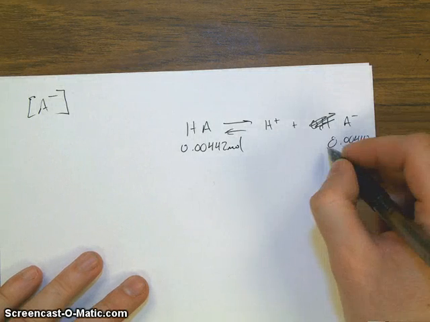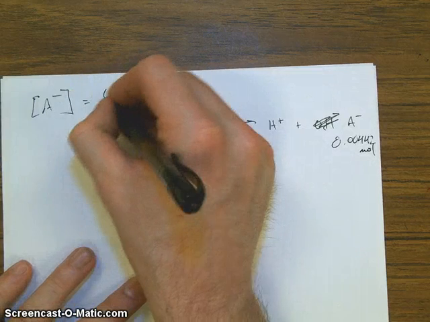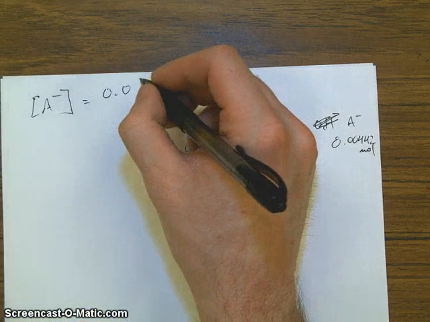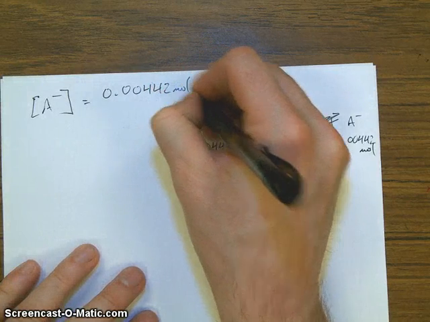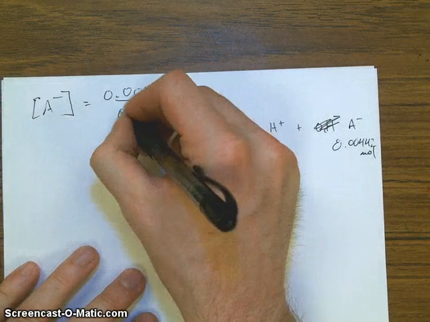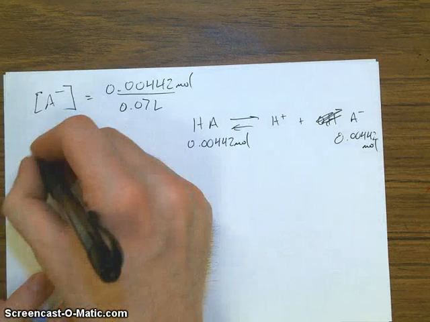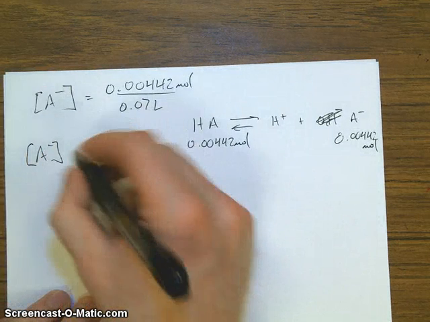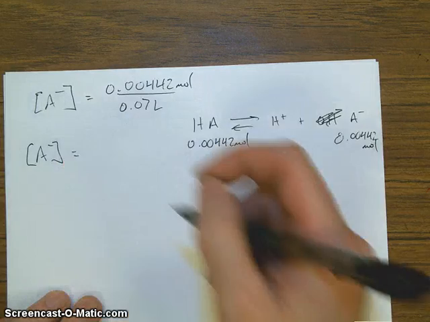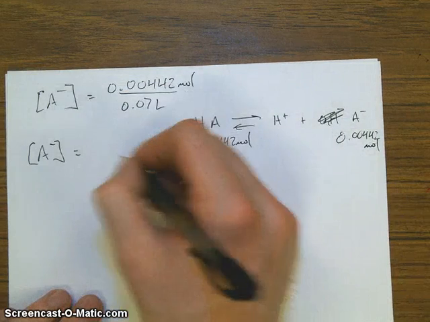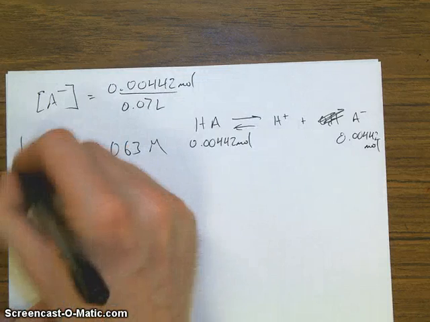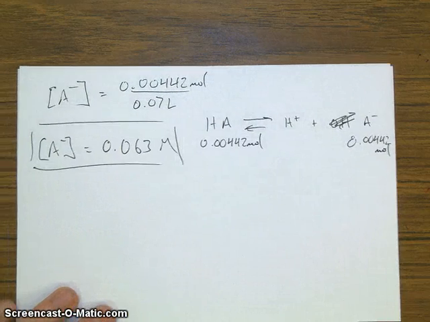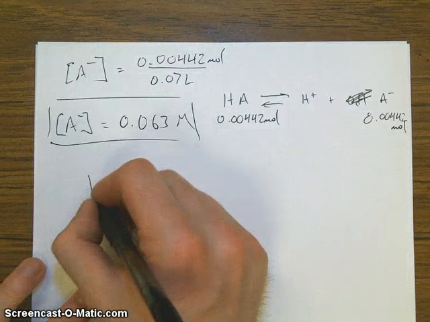So to figure out the concentration of A minus, it's 0.00442 moles, and I know that the volume I'm working with right now is 0.07 liters. So my concentration of A minus is actually going to be 0.063 molarity. Okay, from this point on, it's a lot more simple to figure out what Ka is.